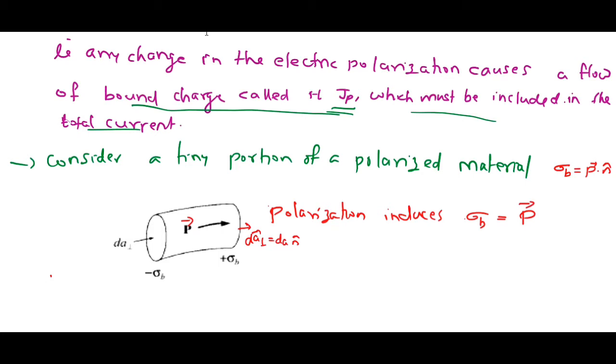This is the surface bound charge density induced at one end. At the other end, what will be sigma b? The area vector is opposed to the direction of the polarization, so this will be P dot n with theta equal to 180 degrees. Cos 180 means minus 1, so this will be minus P. Now, if the polarization increases slightly, the charge on each end increases accordingly, giving a net current.